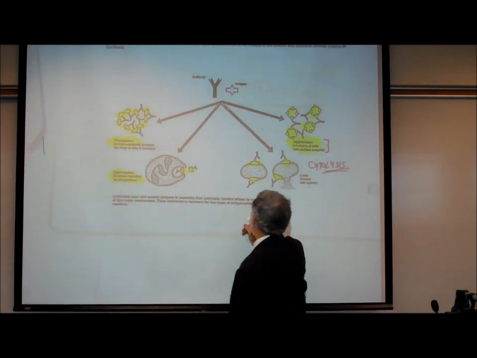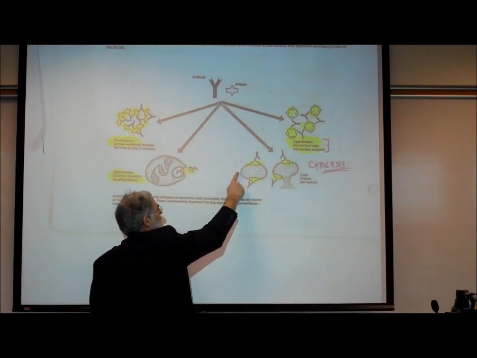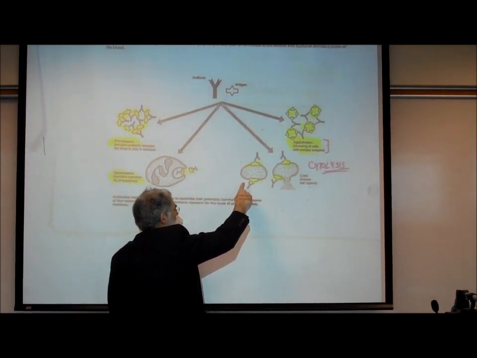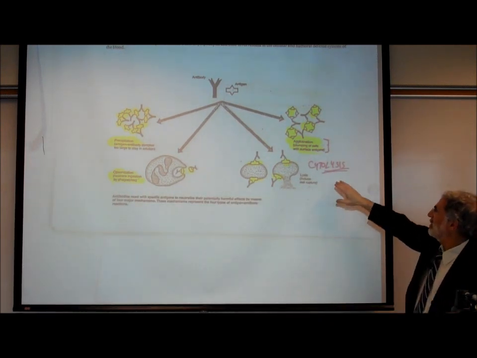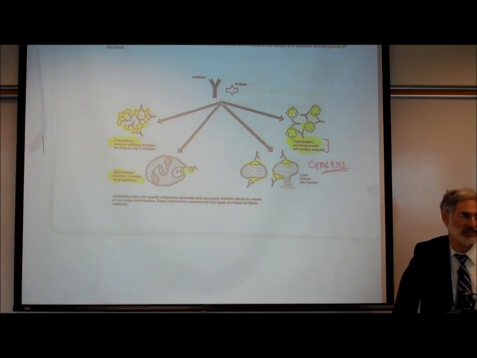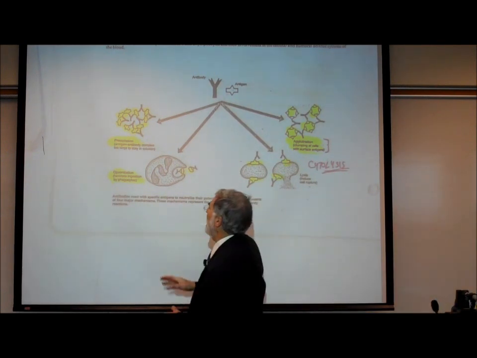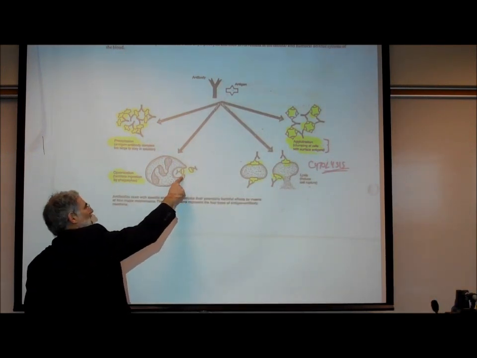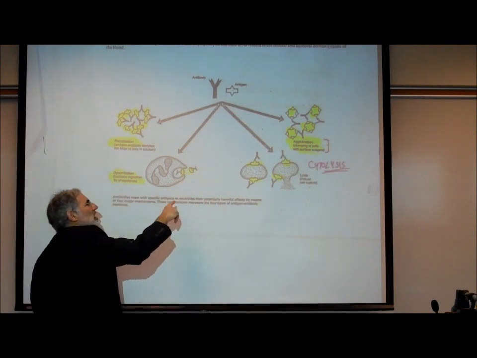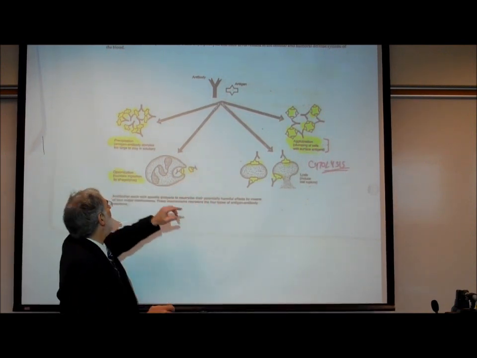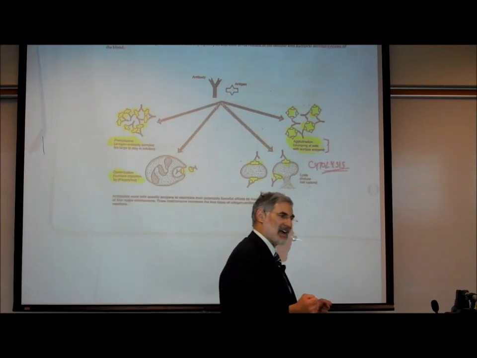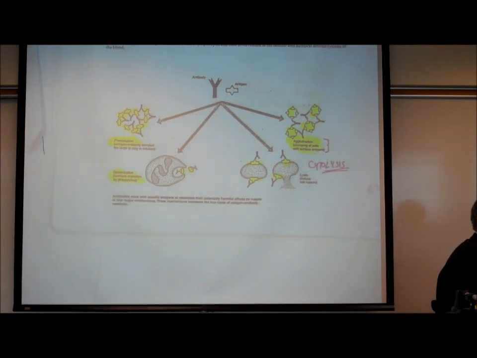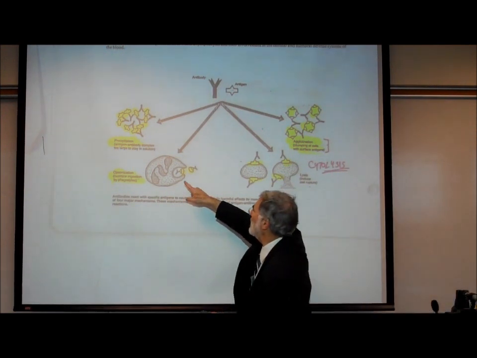Antibodies can attach to bacterial cells and cause the bacterial cell to rupture. That's called lysis or cytolysis. And another thing that antibodies do is when they attach to bacteria, they attract phagocytic cells such as neutrophils or monocytes to swallow them up.